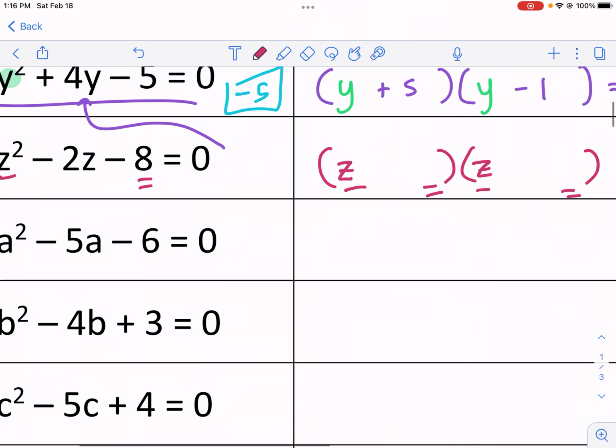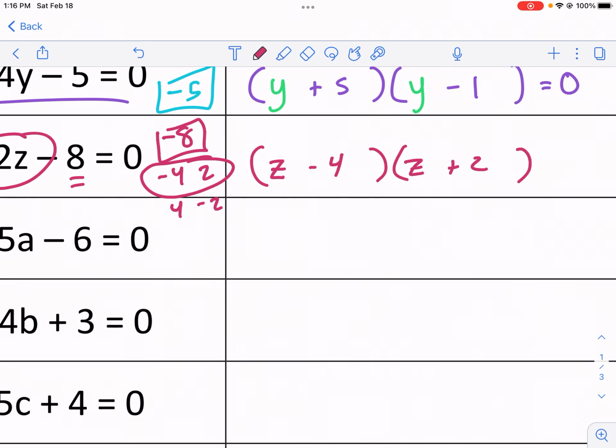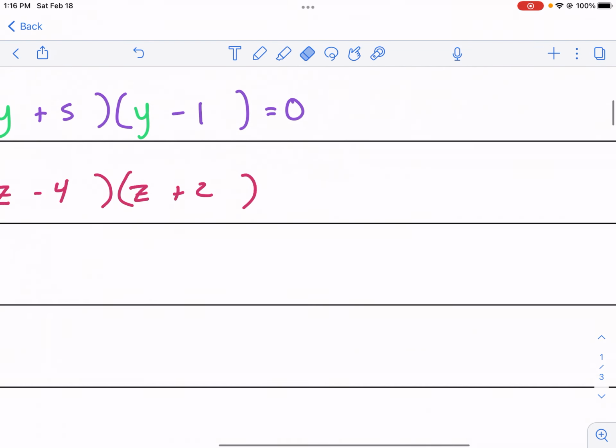Okay, for this one, I'm actually going to write it out. I can't do it all in my head. It makes a lot more sense to write it out. So I have a negative 4, positive 2, positive 4, negative 2. I'm actually going to stop there because I realize that this first one, negative 4 plus positive 2, will give me negative 2. Okay, so I can just say negative 4 times positive 2 will equal negative 8 for my last term. And when I multiply the inside and outside terms, I'm going to get 2z plus negative 4z, which equals negative 2z. That's my middle term. That's all I need.